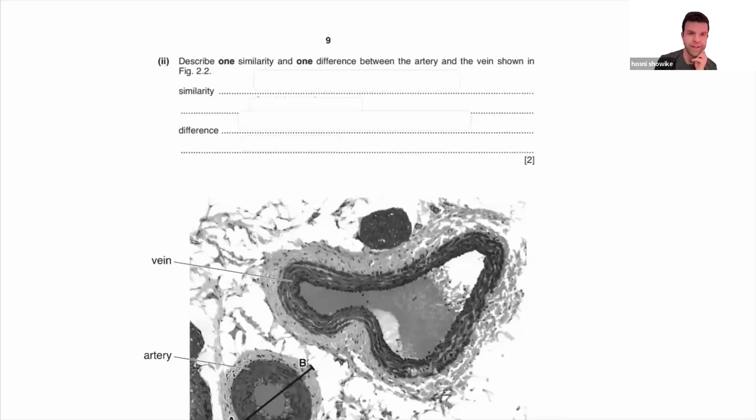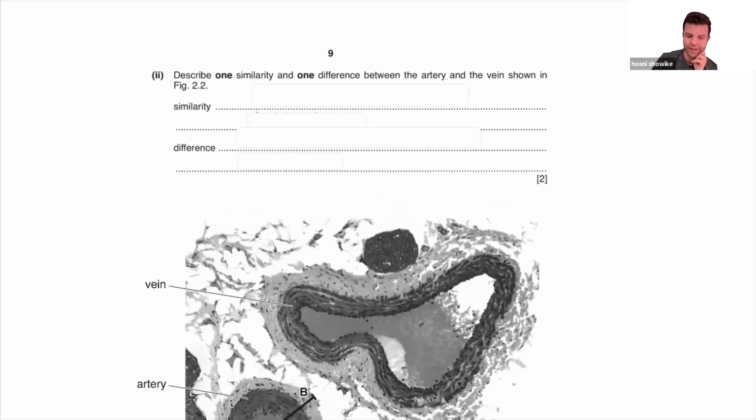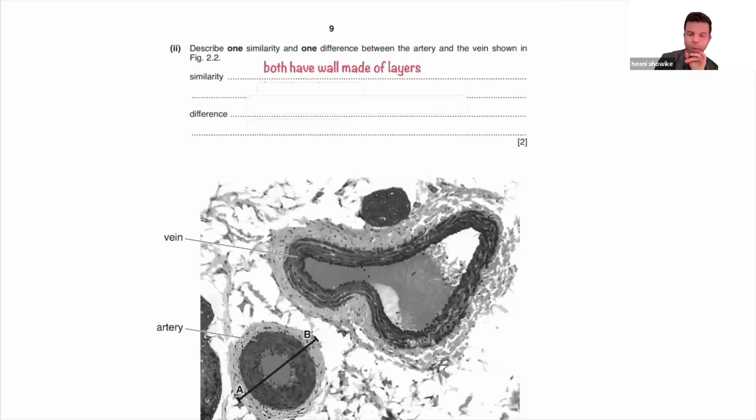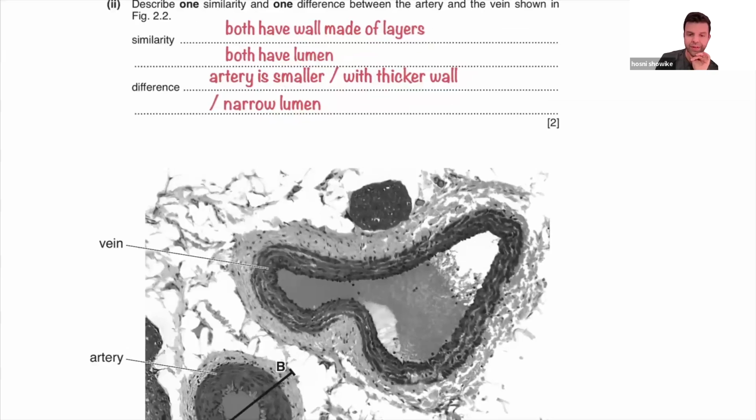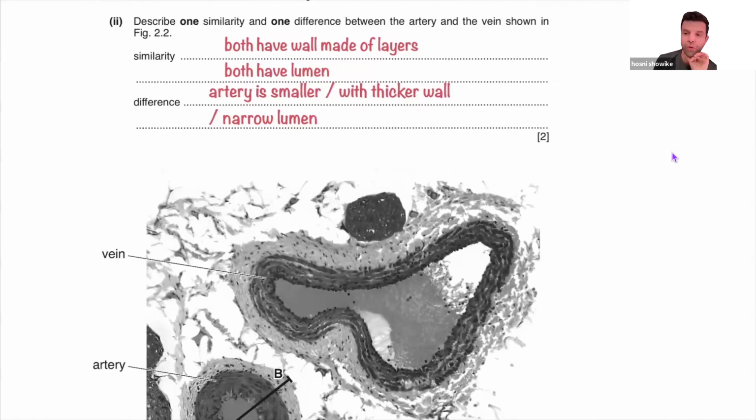So the most obvious and the easiest thing you can say is size, right? You can tell that one of them is bigger than the other. You may describe the shape. You may tell them that one of them has more layers than the other. Okay. So here I stated similarities. Both have several layers. Both got lumen. Differences: smaller, thicker, narrow lumen.